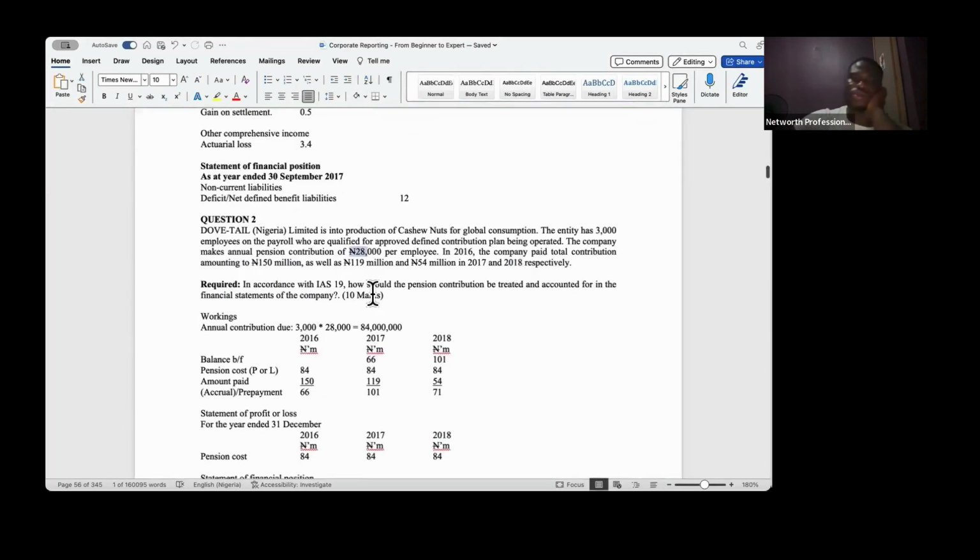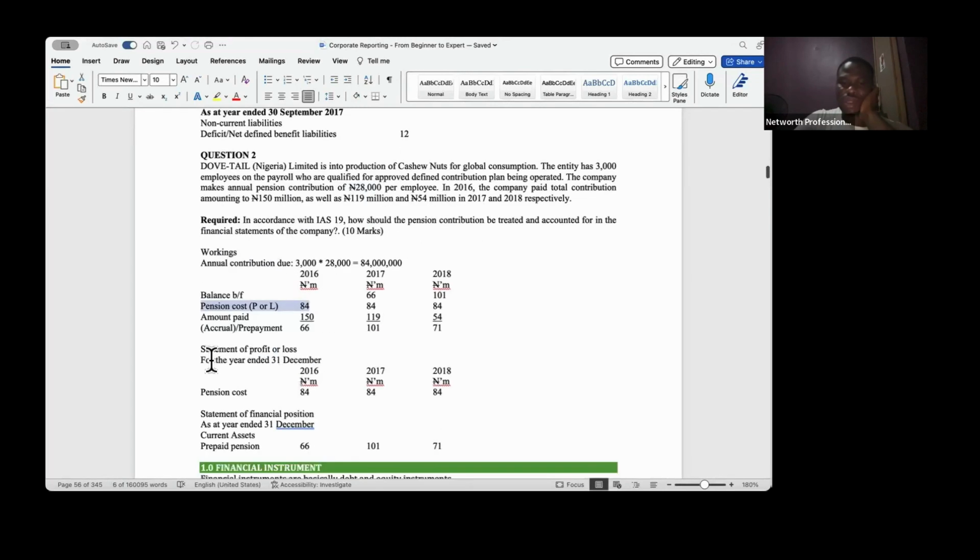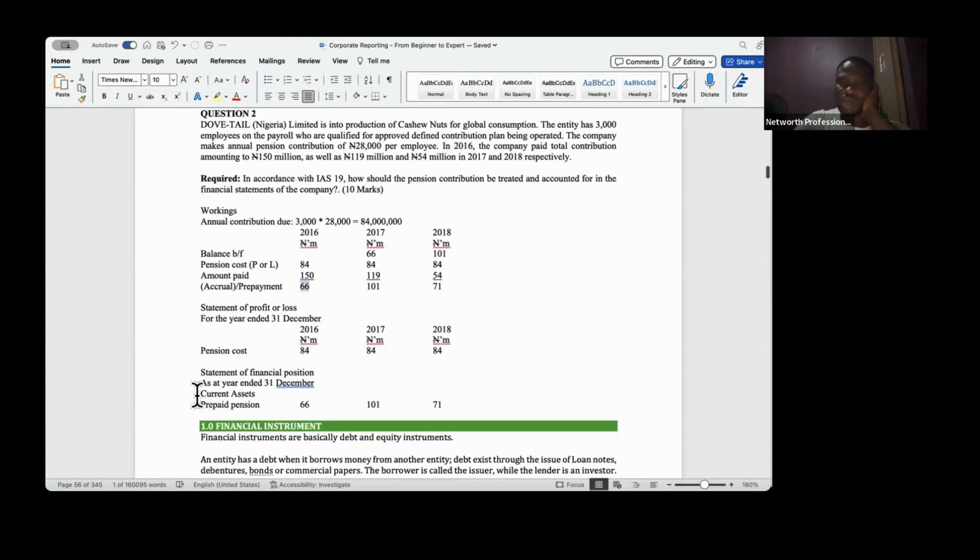So if you look at these workings I did, in my P&L, 84 million goes to my P&L. If you check this, I already put 84 million in 2016. But they paid 150 million. That means they overpaid. So there's a 66 million accrual, which I'll go and put in my current assets as part of my prepaid pension.